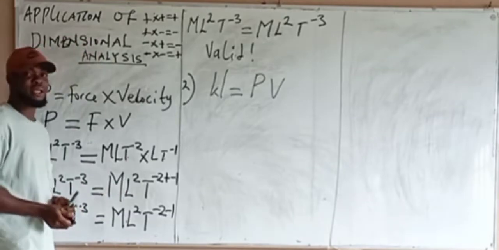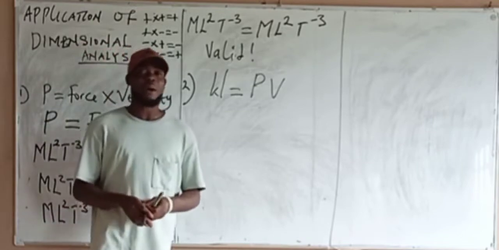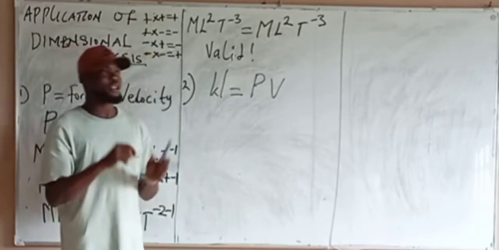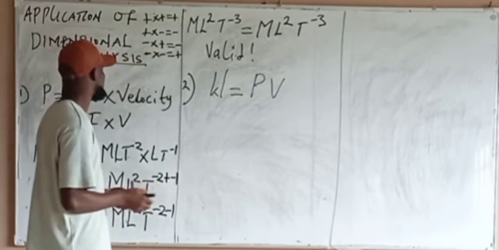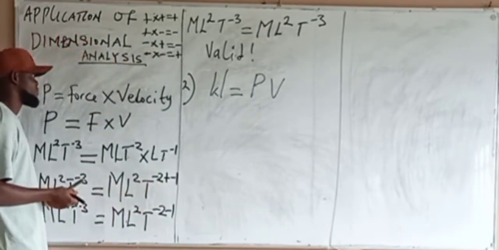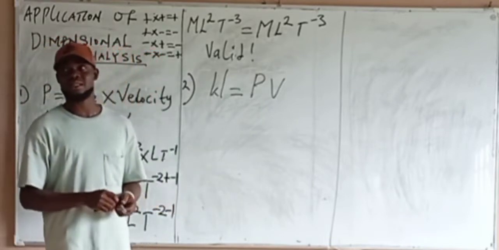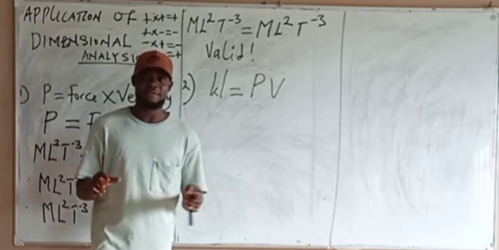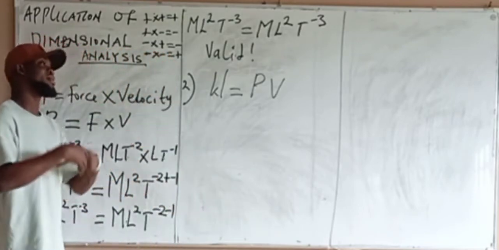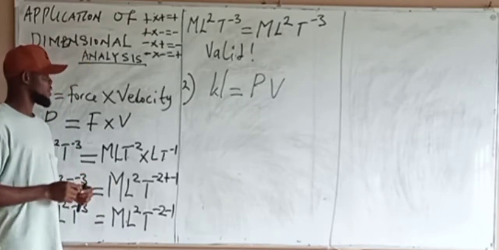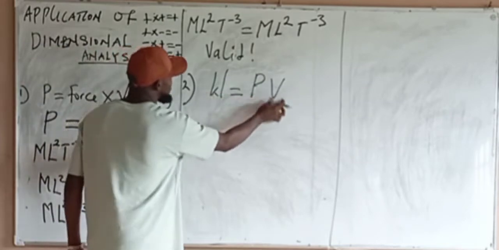Use dimensional analysis to check if this equation is correct. W is equal to PV. Use dimensional analysis to check if this particular equation we're talking about, or definition, is correct or valid. So let's check if it's correct. Remember these words: pressure, velocity.